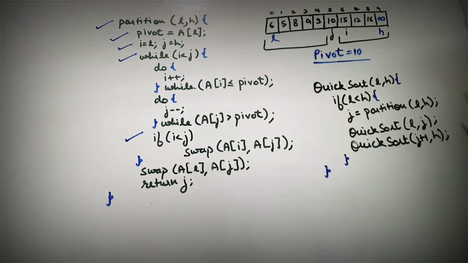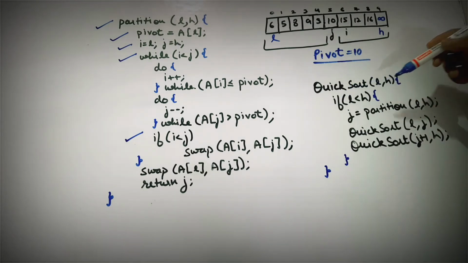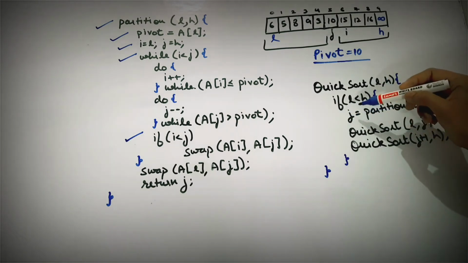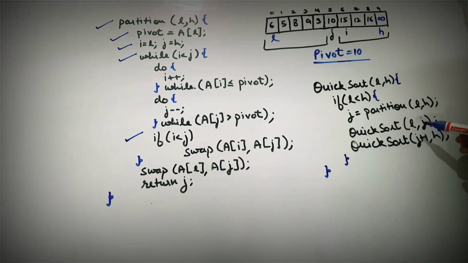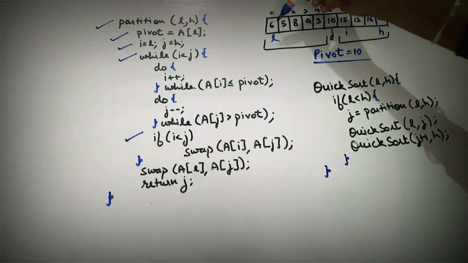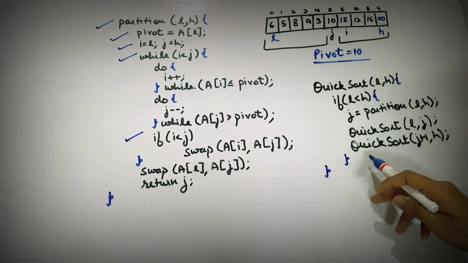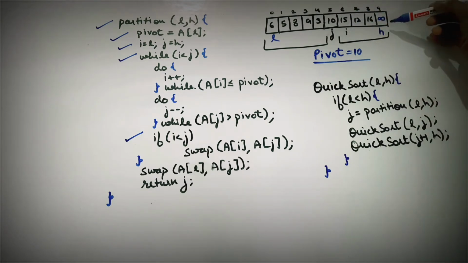Now let us understand how quicksort works. Quicksort low comma high. If low is less than high, it will call the partition function passing low comma high, and this partition algorithm will return j. Now it will perform the quicksort function on the left hand side by passing low comma j, from low till this j point. Now it will perform the quicksort function on the right hand side from this j plus 1 till h.